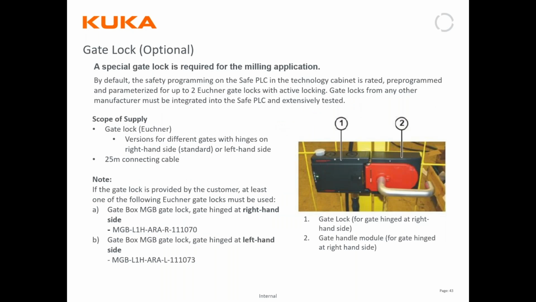Then we also have a gate lock, which is an optional item. A special gate lock is required for all the milling applications. By default, the safety programming on the safe PLC in the technology cabinet is prepared. It's pre-programmed and parameterized for up to 2 Euchner gate locks with active locking. Gate locks from any other manufacturer can also be integrated into the safe PLC and must be extensively tested. The gate locks can be of two types, can be a right-handed side or a left-handed side.